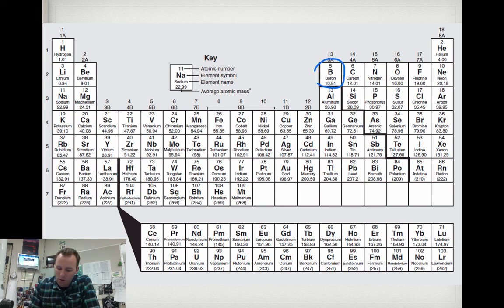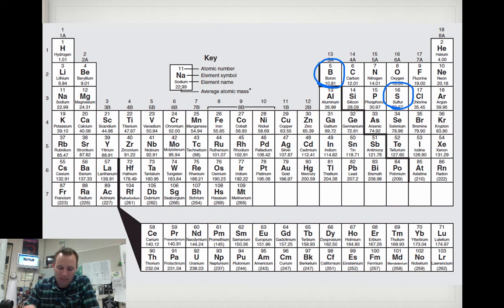So if we look at boron, boron is atomic number 5. That's the top little number up there. That means that it has 5 protons and 5 electrons. Sulfur, atomic number 16, has 16 protons and 16 electrons.